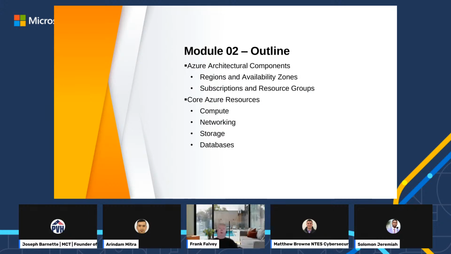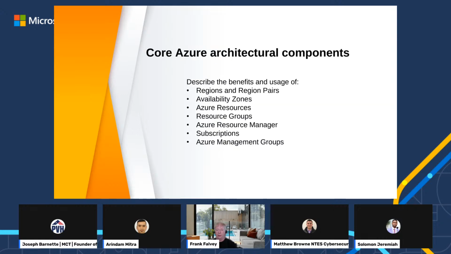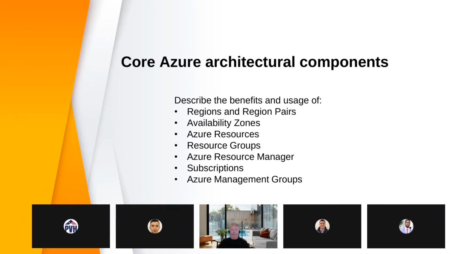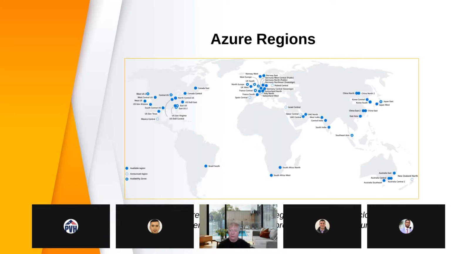So then on to module 2. This focuses on the architecture components, like where your data centers are and where your resource groups are and all this kind of stuff. Core resources like compute, network, storage, and databases. So these are the architectural components of regions, zones, resources, resource groups, subscriptions. So we drill down into those a little bit.